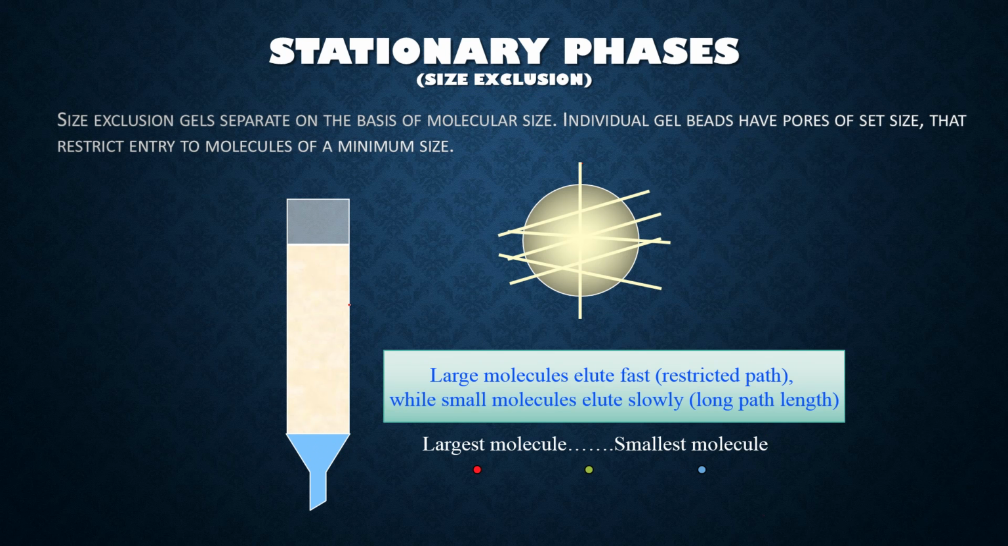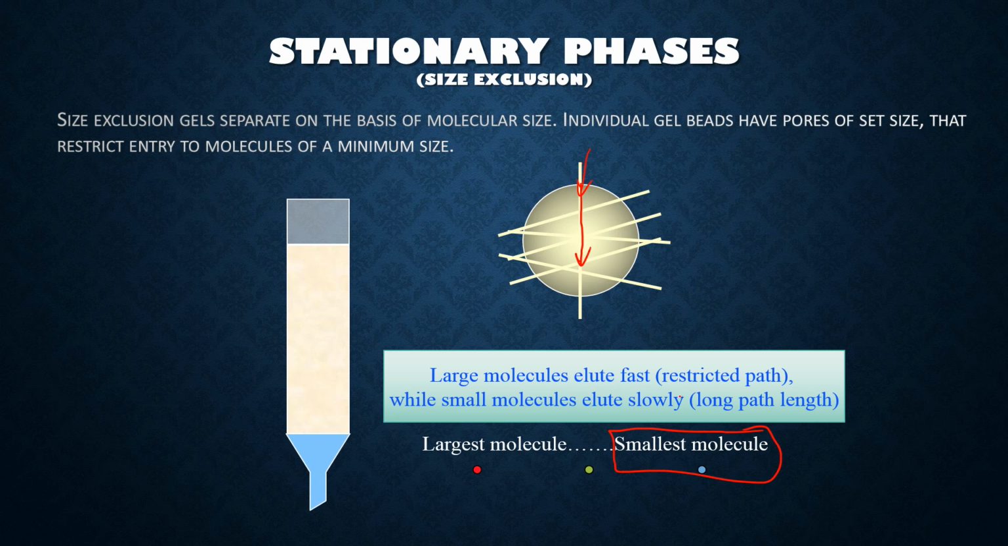With size exclusion stationary phases, you have a heap of tunnels in the beads, and the small molecules can actually travel through these tunnels in the beads. You can define the diameter of the tunnels within the beads as well as the diameter of the beads. And so you can determine what size components you're going to separate within a sample mixture and how much you want to separate them.